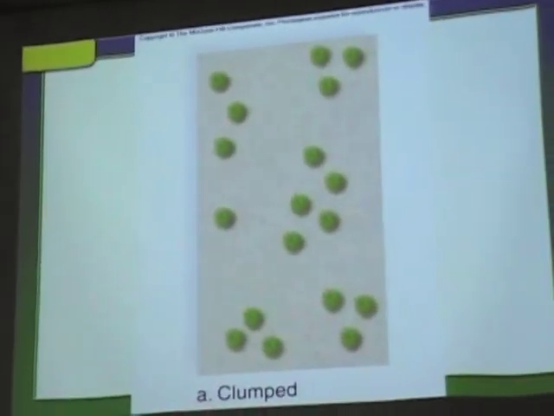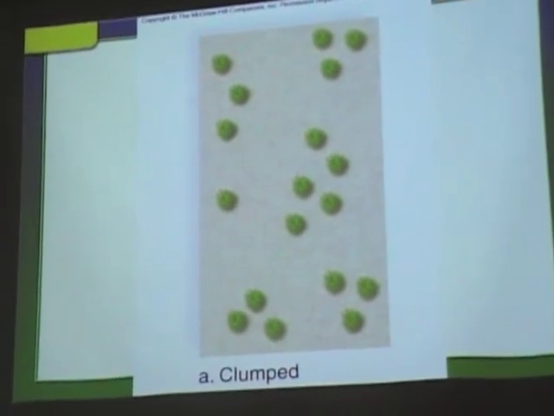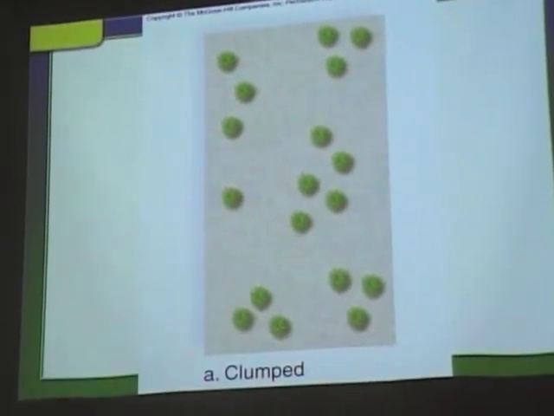Now this can happen in animals too. Often you see animals like humans, for instance, living in clumps because they're social. You have a group of apes or a group of elephants, and the families tend to live together. Humans live in cities, a lot of them together. Lions, a pride of lions. So that's a clump distribution.